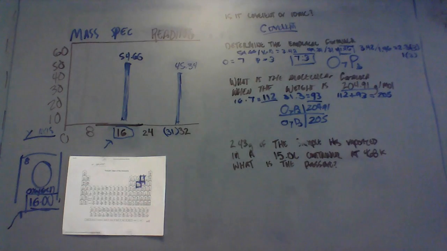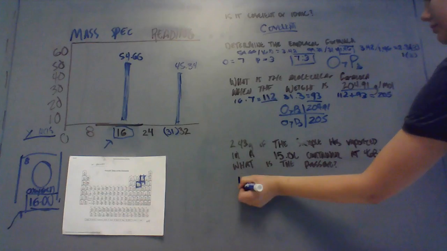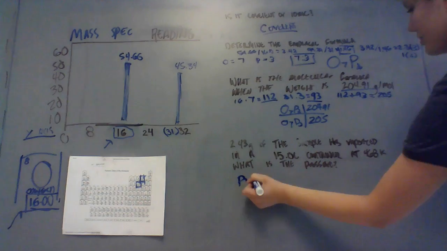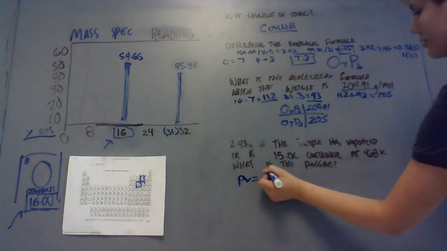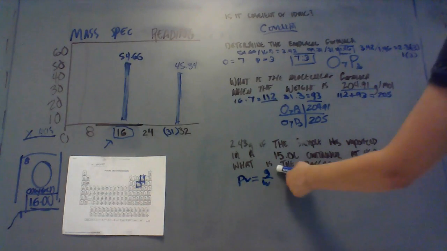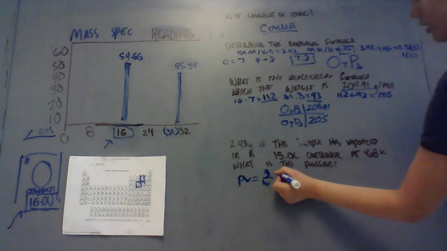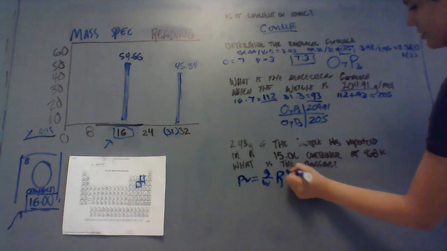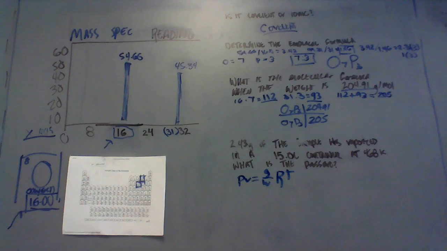To answer the last question, you need to take a gas law. PV is equal to grams over the weight of RT. You take the weight that was in the equation, and basically what you're trying to do is you're solving for X, which is your pressure.